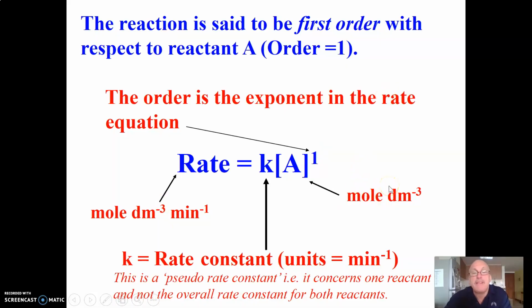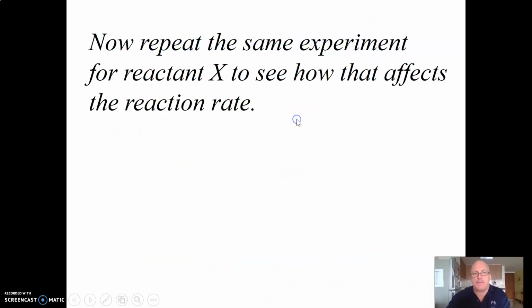Now, you will never see this in exams, but this is actually called a pseudo rate constant because it only concerns A. We haven't talked about X yet, right? But you'll never see that in the exams.